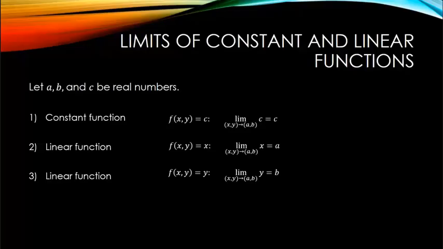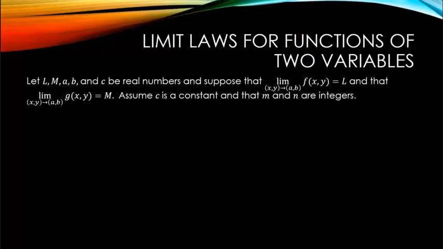Again, direct substitution of b for y. Now let's look at the general limit laws for functions of two variables. I'm going to let capital L, capital M, little a, b, and c be real numbers, and assume that the limit as (x,y) approaches (a,b) of f(x,y) is equal to L, and that the limit as (x,y) approaches (a,b) of g(x,y) is equal to capital M. I'm going to assume that little c is a constant and that m and n are integers.